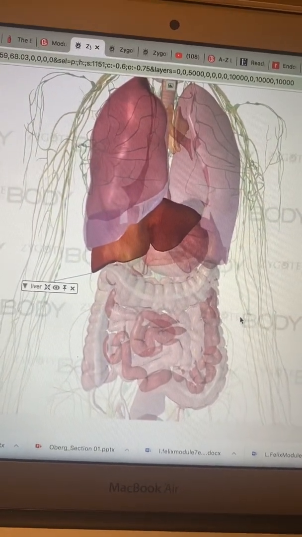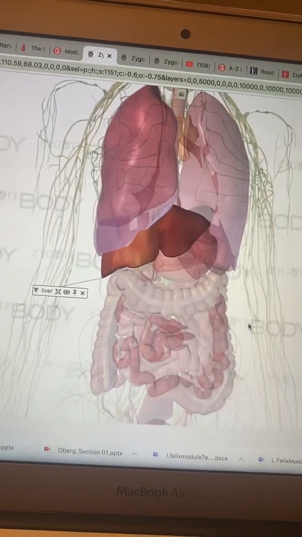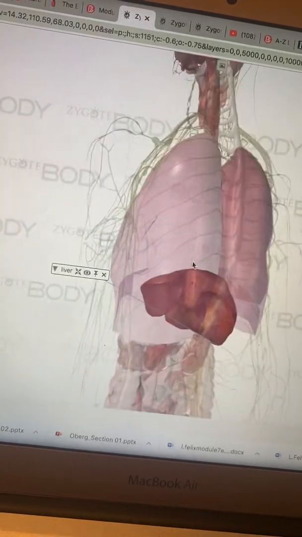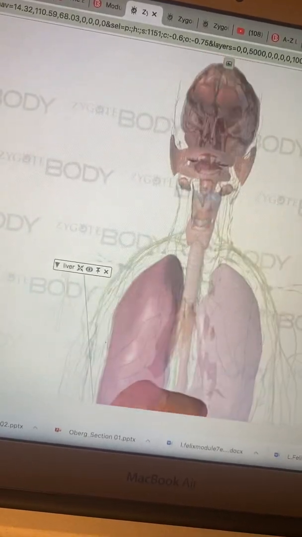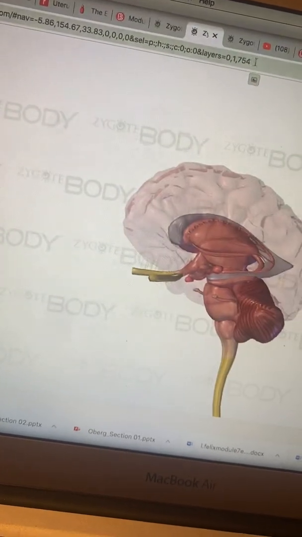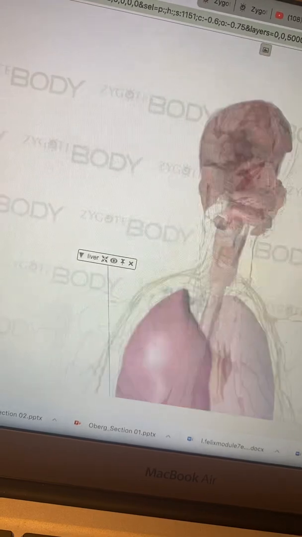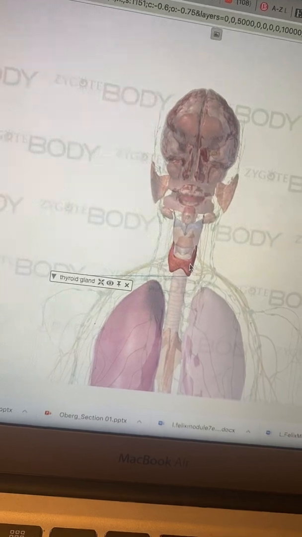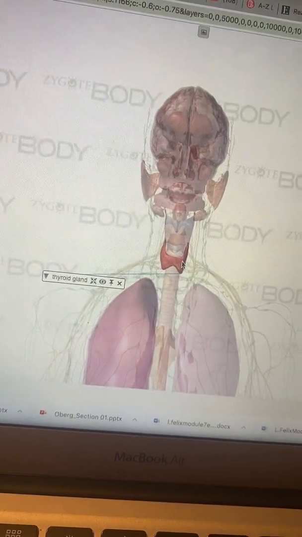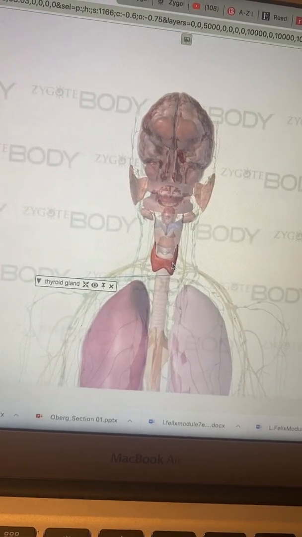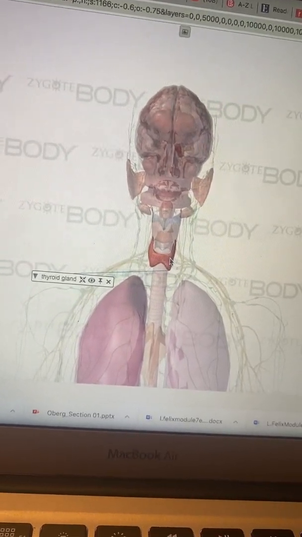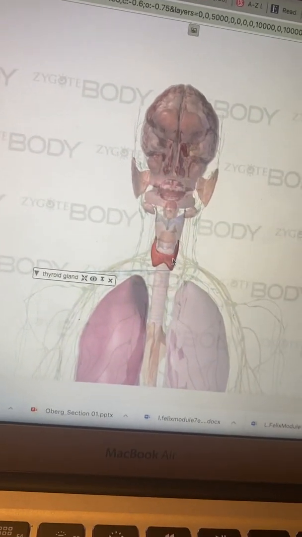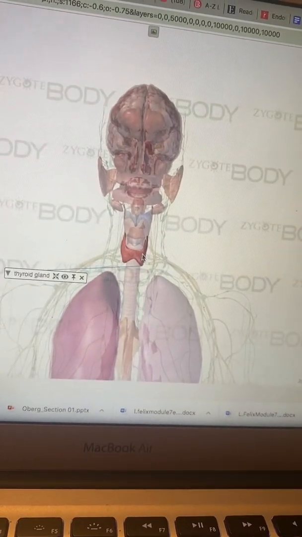It also produces thyroid TSH, which is thyroid stimulating hormone, and that targets the thyroid gland, which is right here, and that hormone results in the release of calcitonin, thyroxine, and triiodothyronine. I can never say that word. Also known as T3 and T4.